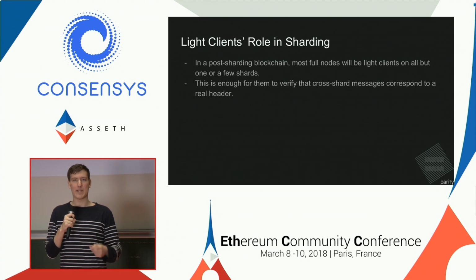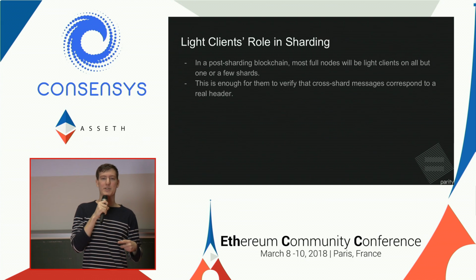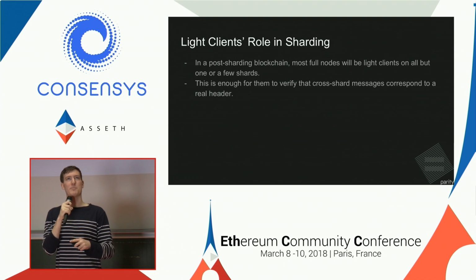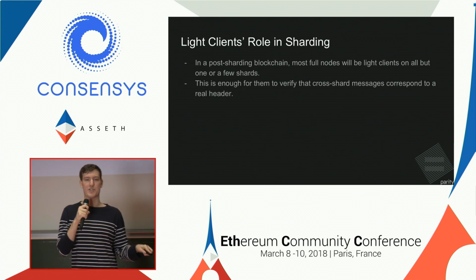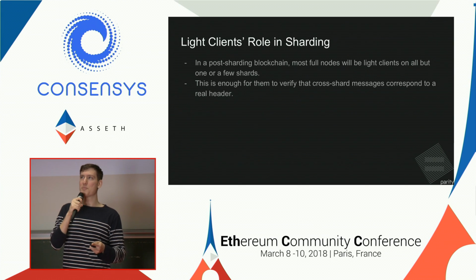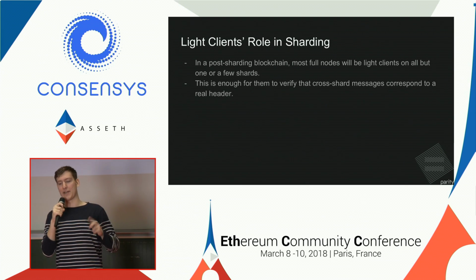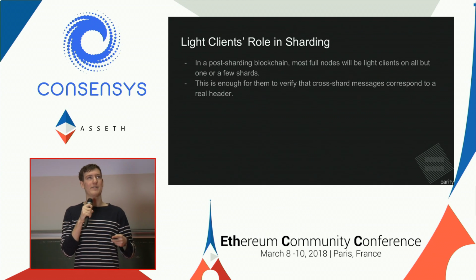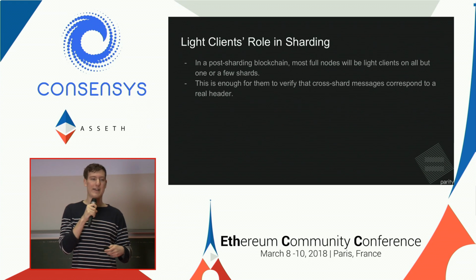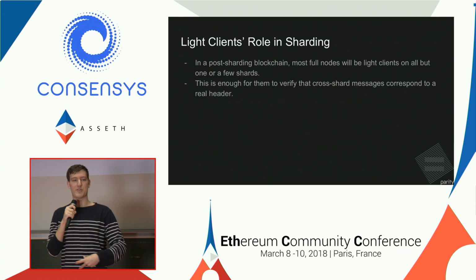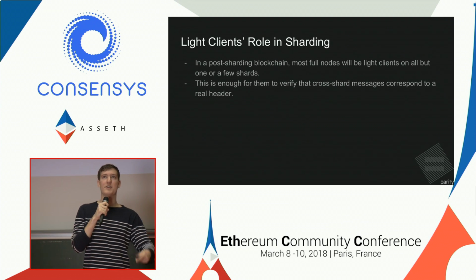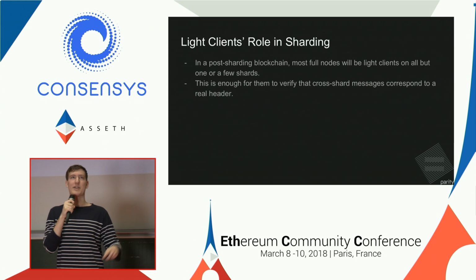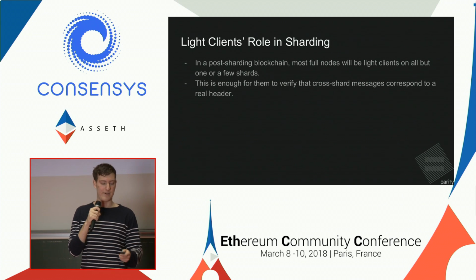So light clients are actually crucial to that because it's not really possible to be a full node on every shard. There may be some super nodes, but on average, you would just be following 1 or 2 shards and being a light client on others so that you can check that certain receipts or transactions have been produced on other shards that are then coming over to yours, but you don't actually verify absolutely everything there.